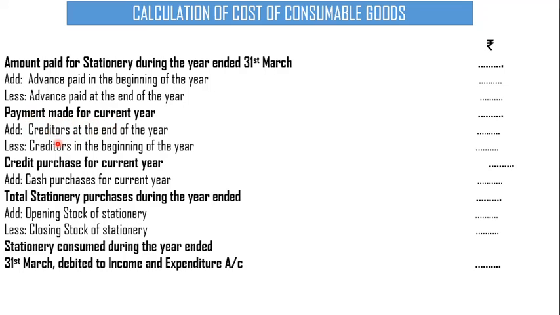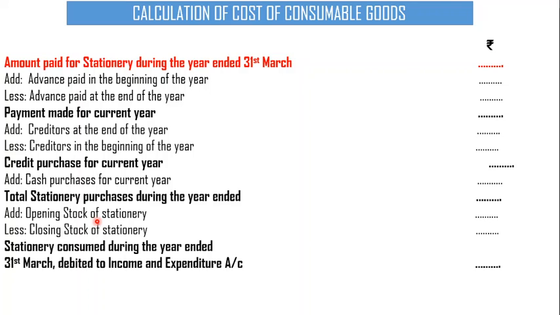Whatever payment is made, adding the outstanding at the end and deducting the outstanding in the beginning will give you credit purchases. If these two are not given separately, credit purchases plus cash will be your total purchases. So this way, depending on what exactly is given to you, you take that amount and start with that only. Suppose it says amount paid for stationery, of course you are going to take all this, and remember, if anything is missing, you are not going to take that, meaning leave that.